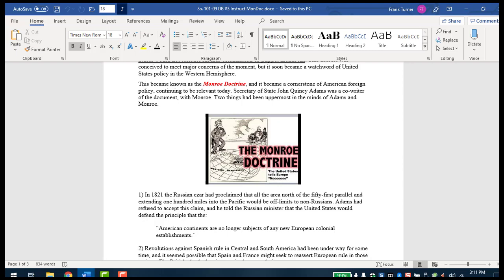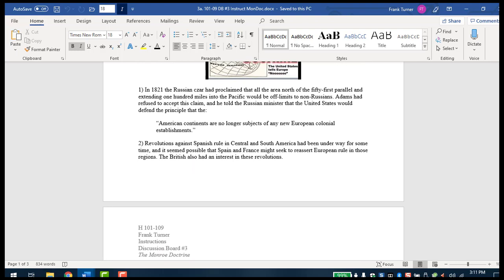Okay, number one, in 1821, the Russian Tsar had proclaimed that all the area north of the 51st parallel and extending 100 miles into the Pacific would be off limits to non-Russians. So what we're talking about here is Alaska. So don't forget, the Russians are coming over from the Bering Strait and coming down the west coast of what today is the United States, the west coast of North America. And they make this proclamation that anybody that comes within 100 miles of our land, it's off limits to non-Russians.